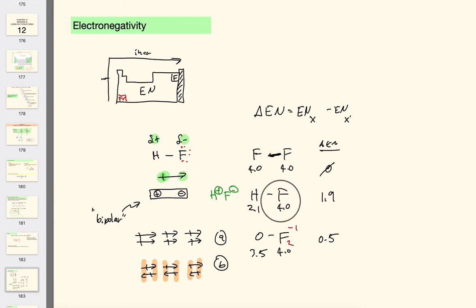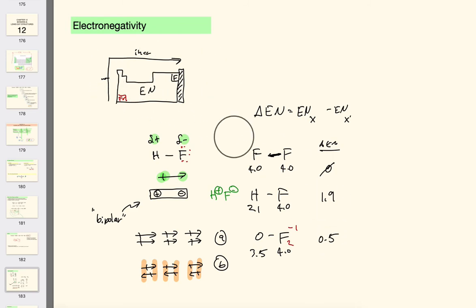Are there some things that are slightly polar? Yep. Remember I showed you OF2 a minute ago? Well, let's look at those differences. Fluorine is still 4. And something I would tell you if you need to know in a test would be oxygen's 3.5. Well, what's that difference? 4 minus 3.5 is only 0.5. So it's polar, but it's not very polar. So you can see we can actually put orders of magnitude. Something that's non-polar, something that's slightly polar, or something that's very polar.